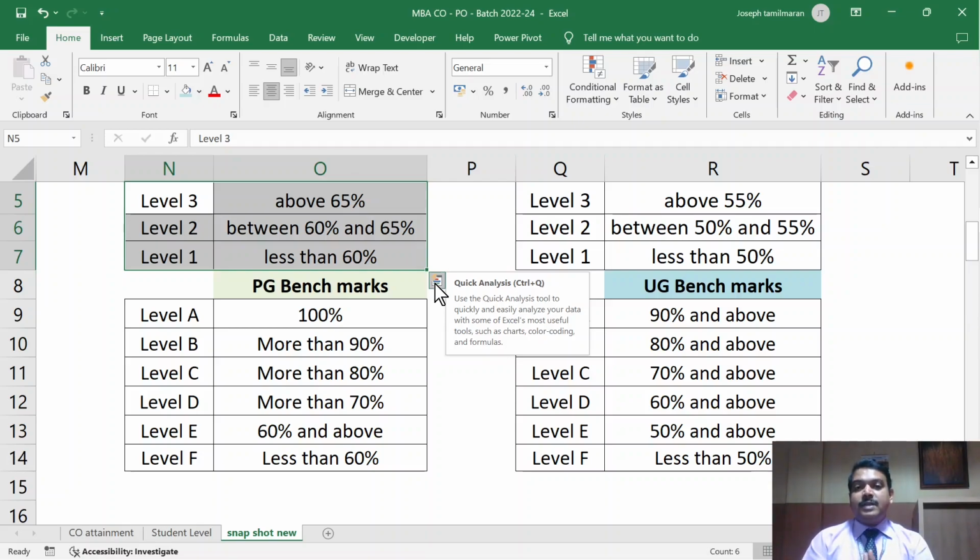In the next video, we'll see how we can use an Excel template which we have designed for our courses. We'll see how we can do the calculation, and then we'll have another video to interpret the results. Thank you.